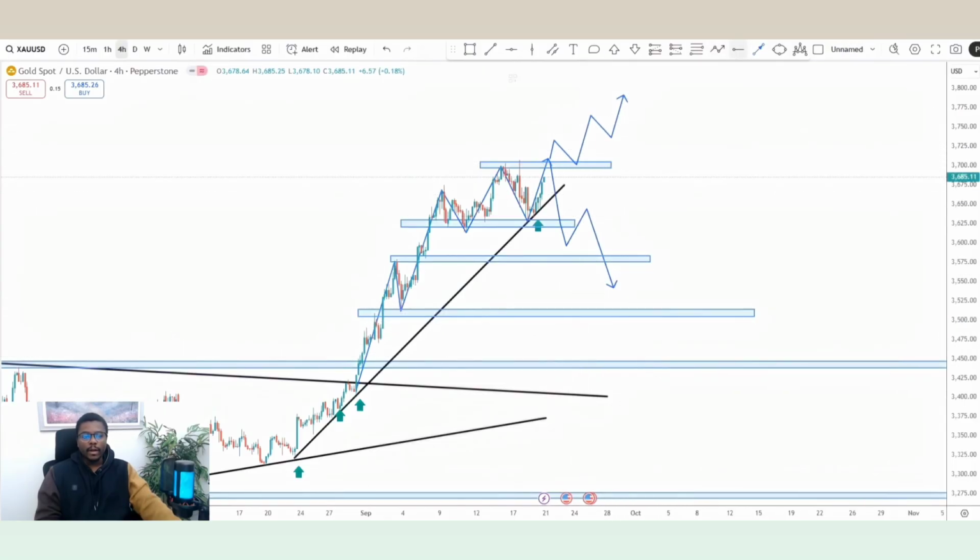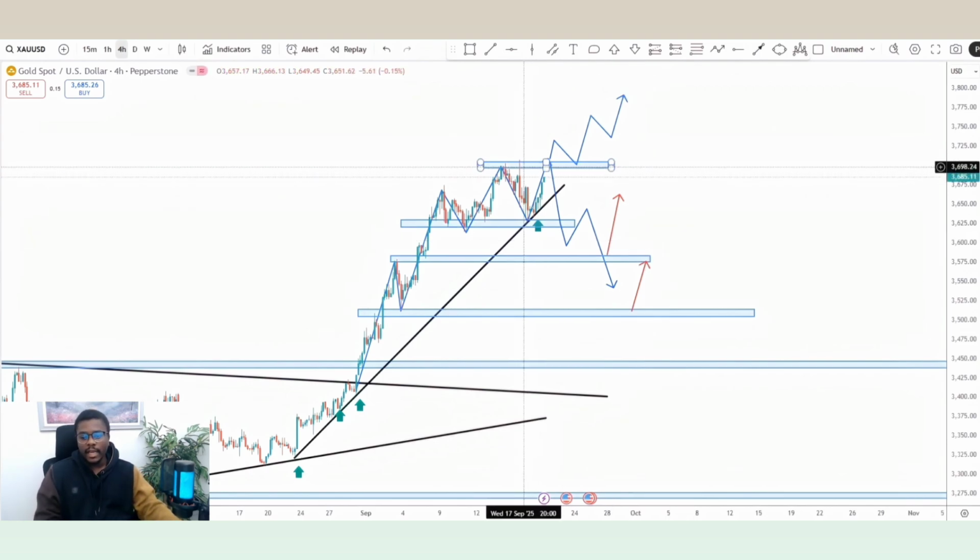So for example, if price comes down, sells all the way, breaks the previous low, comes down to this area here, if price gives me a buy signal, I might end up taking a buy trade from here to the upside. Or if it goes all the way down to this region, I might take from there to the upside. So essentially, this is what I'm looking for in gold for this coming week.